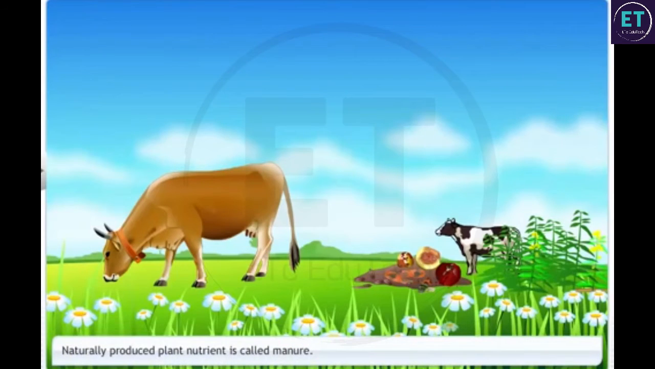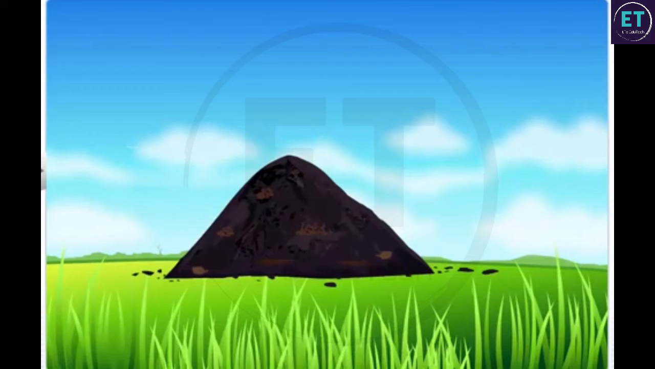Manure is produced naturally by the decomposition of animal excreta and plant waste. Manure contains organic matter and thus increases soil fertility. It also improves the water holding capacity in sandy soils and prevents water logging in clayey soils.